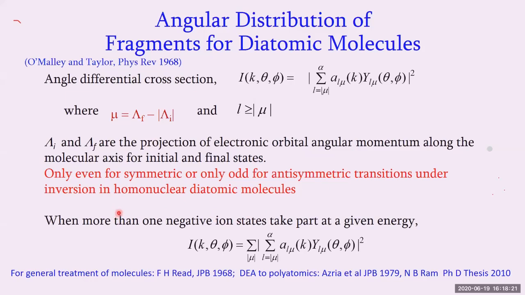Now, if you have more than one resonance contributing at a given electron energy, contributing signals to the dissociative attachment process, then you can have a sum of all the mu's. Basically, you have a linear sum of all these terms which are coming into the picture.